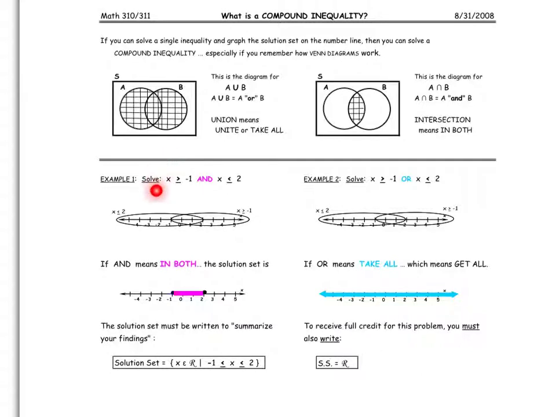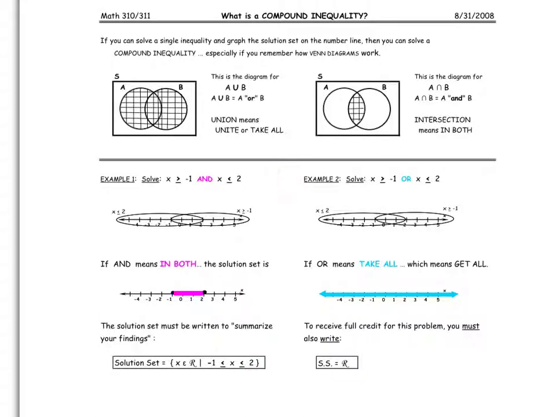Solving x bigger than or equal to -1 means the numbers in this part of the number line. x less than or equal to 2 are the numbers in this part of the number line. If you want a number to be bigger than -1 and less than 2, then you want the numbers in the intersection, which are right here, which is exactly why we shaded the area of the number line that was in both. And because we're in Algebra 2 and we've been practicing set builder notation, you'll notice that the solution set was written the way we learned it before: all the real numbers such that x is between -1 and 2.